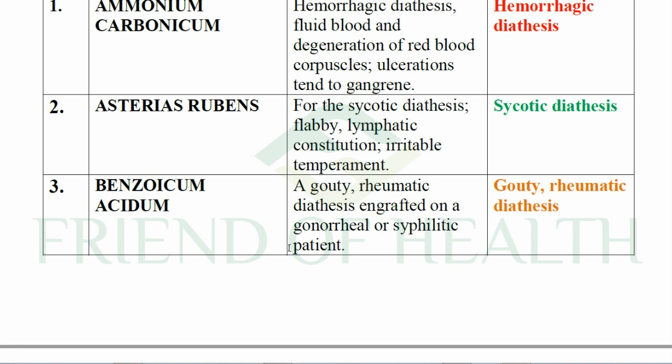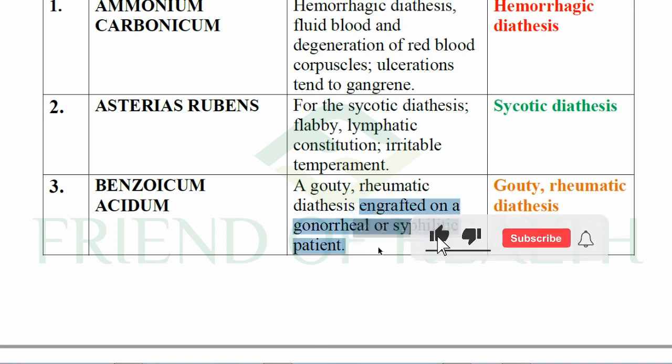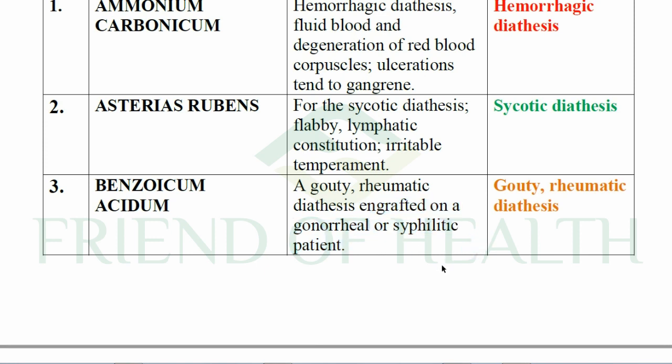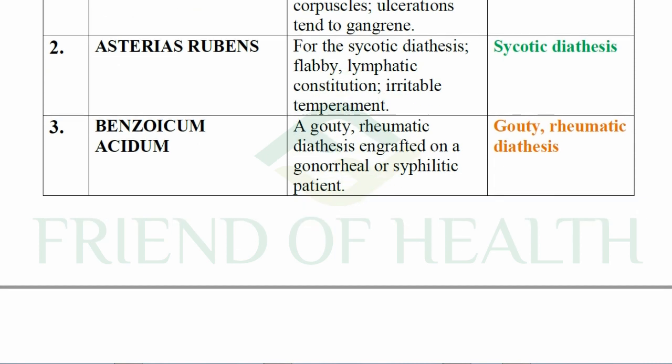Next is Benzoic acidum: a gouty rheumatic diathesis engrafted on a gonorrheal or syphilitic patient. This is very, very important. Don't forget these keywords; this is not mentioned anywhere else in Allen's Keynote. For gouty rheumatic diathesis you can see many remedies like Rhus tox, Bryonia, and others like Ledum pal. But engrafted on a gonorrheal or syphilitic patient is Benzoic acidum, and you can also study the other keynotes of Benzoic acid. That is very, very important.